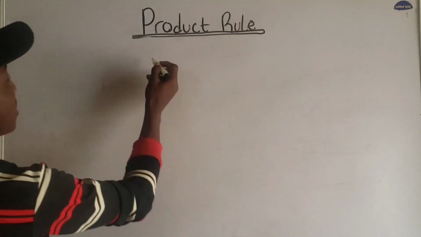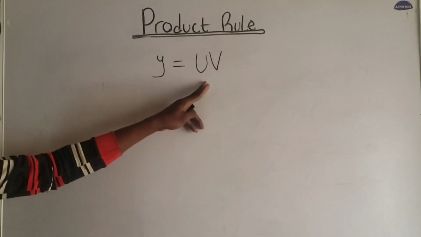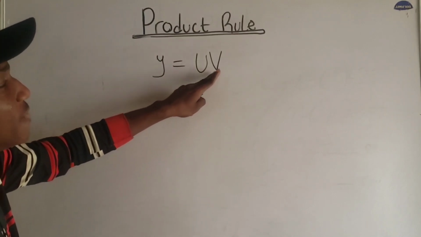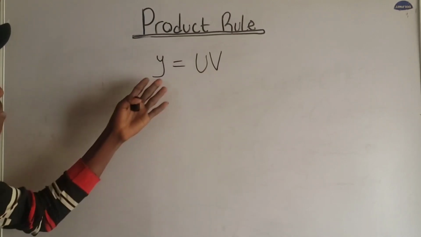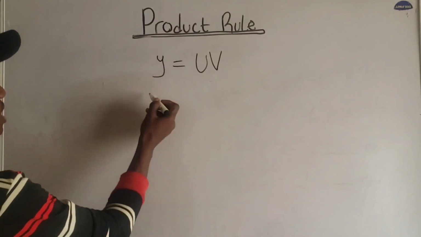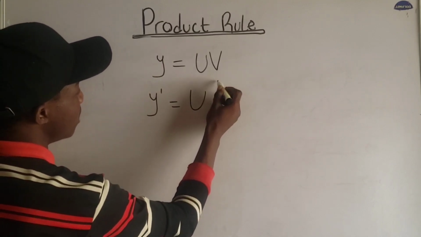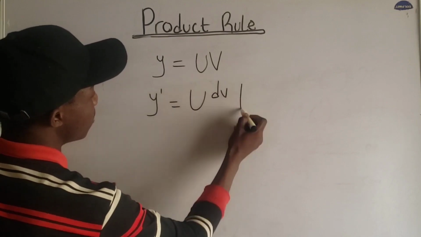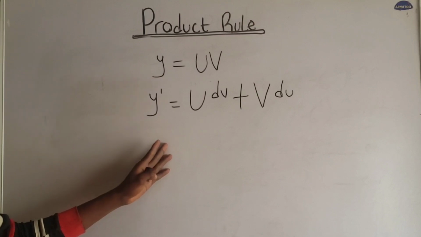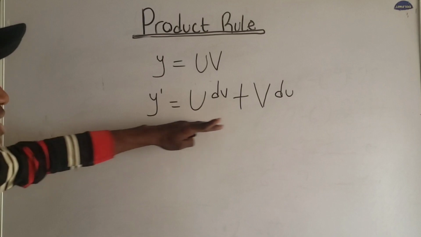For example, if you are given a function y is equals to uv, you can see u is a part of y and v is also a part of y. The sign between u and v is product. In that case, we employ the product rule of differential calculus to differentiate this function. So the product rule states that the derivative of y is equals to u multiplied by dv plus v multiplied by du. This is the product rule formula. If you are told to differentiate a function that has two parts, we differentiate the function as this.